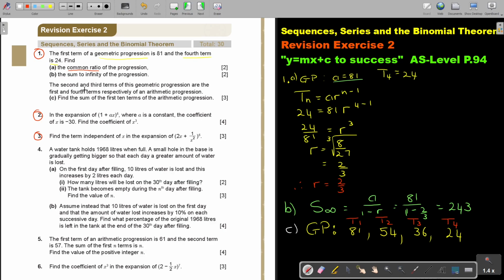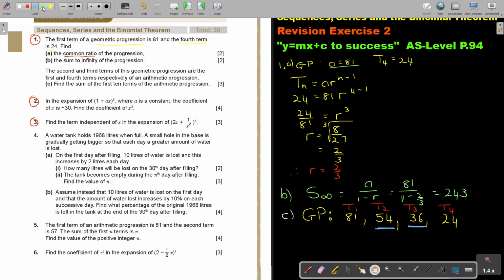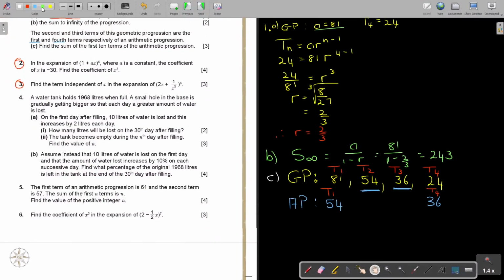Now, let's see, the second and the third terms. The second and the third. Okay, we go on. And now they say it's now an AP, but now I must just check the position. It's the first and the fourth. So this is now my AP. So the second will be the first, and the third one will be the fourth. But this is still term 1, and that's term 4. But now I have enough information to work out the value of d.